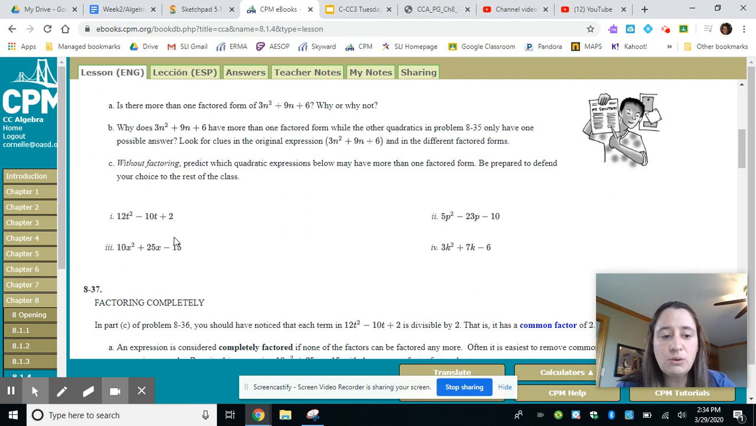Okay, so if you look at part C here, it says without factoring, predict which quadratic expressions below may have more than one factored form. Well, if I'm looking at these, it's any one that has a greatest common factor in all three terms, not just one. It has to happen in all three terms. So for part 1, I have 12t squared minus 10t plus 2. Well, 2 is a greatest common factor in each one of those terms, so I can pull it out first, then simplify the quadratic, and then factor. Kind of confusing when you can't see it. So how about we do this?